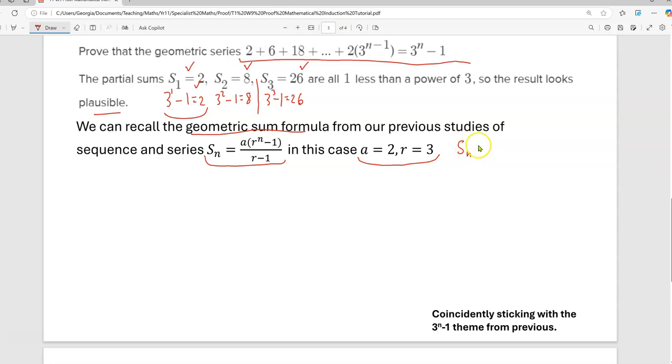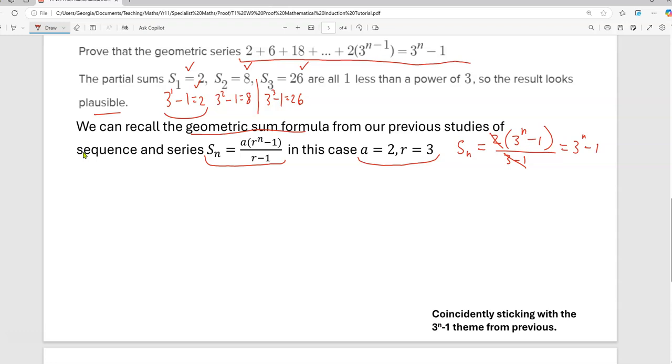So S of n, when a is equal to 2, that's going to be 2. And then we've got r is equal to 3, to the power of n minus 1 over r minus 1, well, that's 3 minus 1. That's equal to 2, so those 2's will cancel, and we end up with that formula. How about that? So I want to prove that that formula is correct now. We've got the formulas that we memorized from sequences and series, but we're going to do this by mathematical induction now.